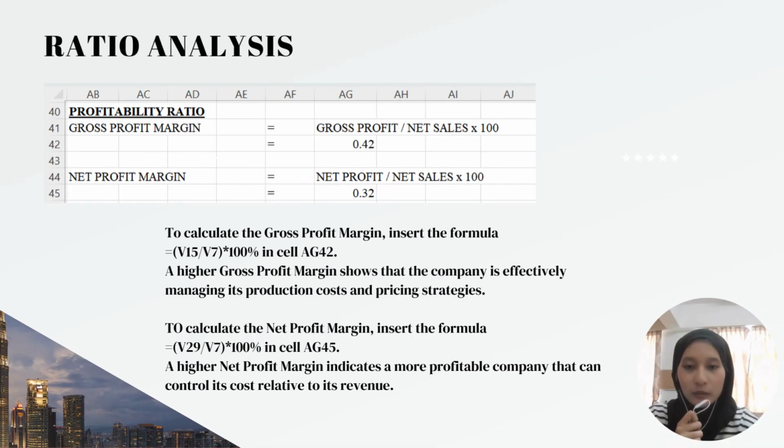To calculate the gross profit margin, insert the formula equals V15 divided by V7 times 100% in cell AG42. The higher gross profit margin shows that the company is effectively managing its production costs and pricing strategies. To calculate the net profit margin, insert the formula equals V29 divided by V7 times 100% in cell AG45. The higher net profit margin indicates a more profitable company that can control its costs relative to its revenue.